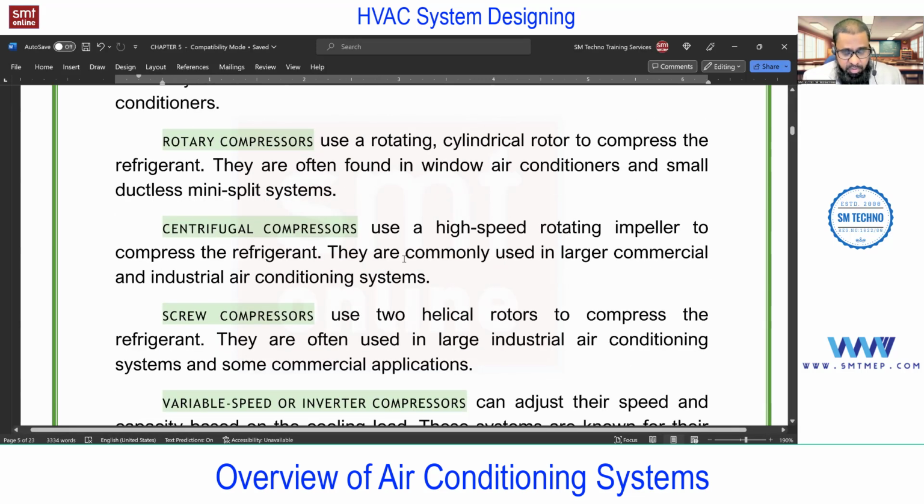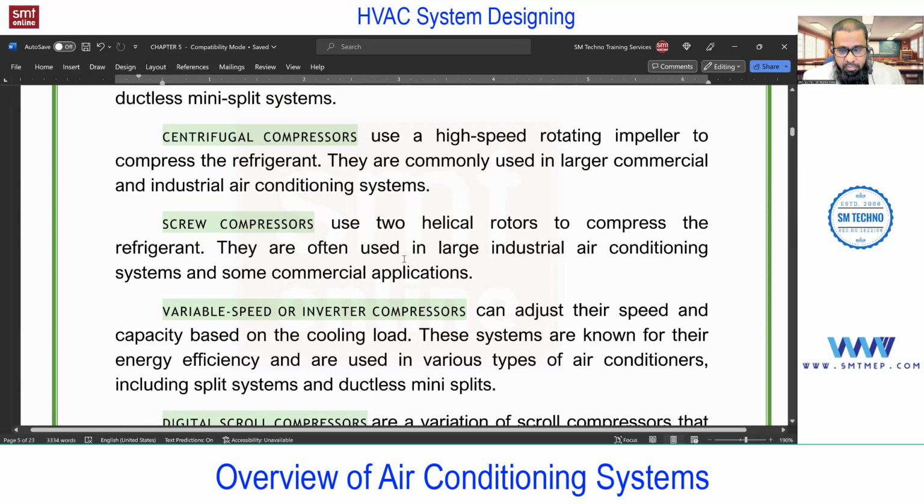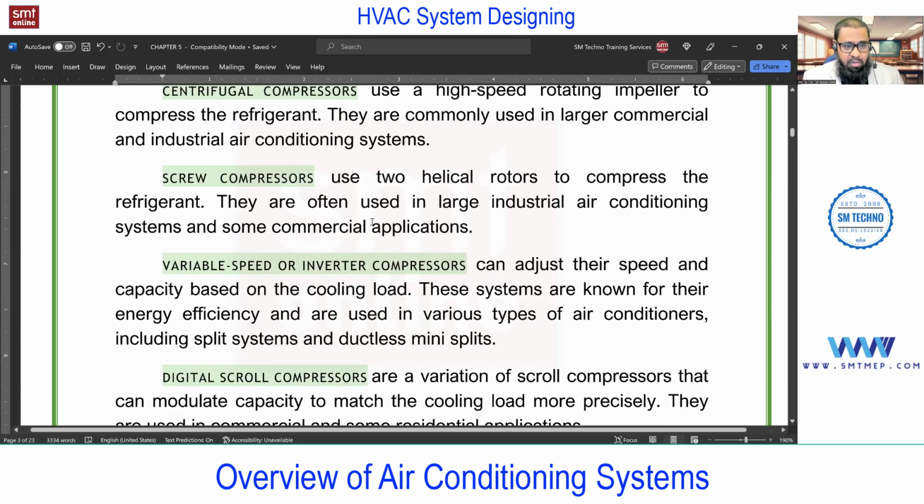Next, centrifugal. Remember, centrifugal is for higher capacity units, not for small units. For a small window or split, you'll not find this. You'll find it in large commercial air conditioning, like a water cooled chiller for higher capacity up to 6000 TR. Next, screw compressor. If you compare the scroll with the centrifugal, you can expect the maximum capacity from the centrifugal. Next, we have the screw compressor. In that you'll find two screws, and between the rotating screws we are supplying the refrigerant for compression.